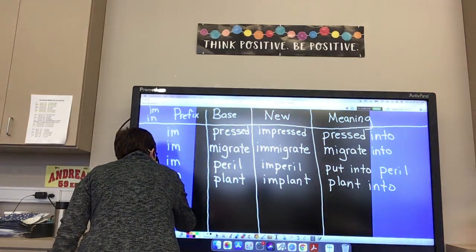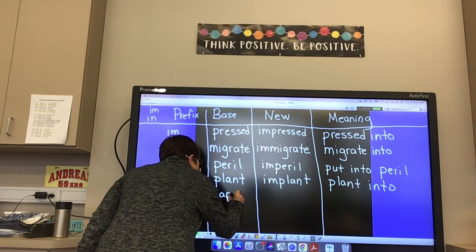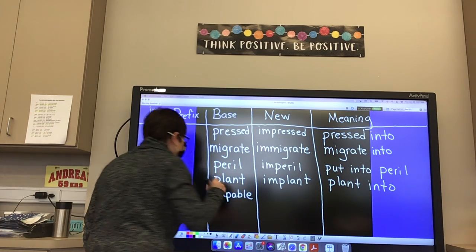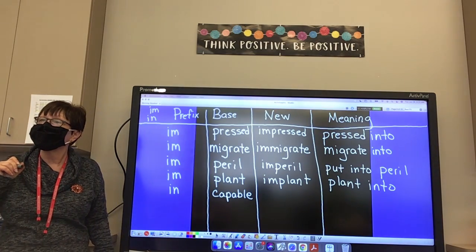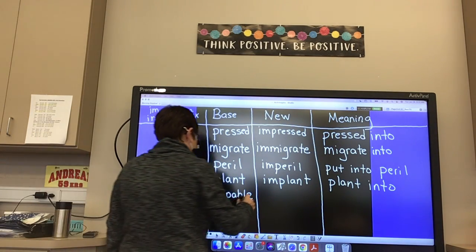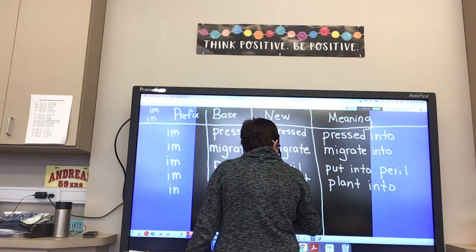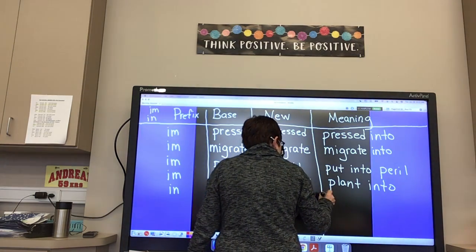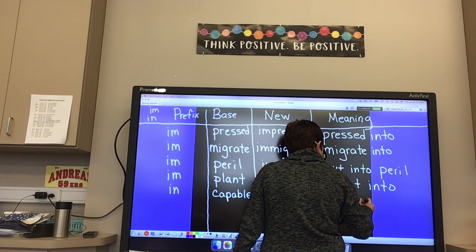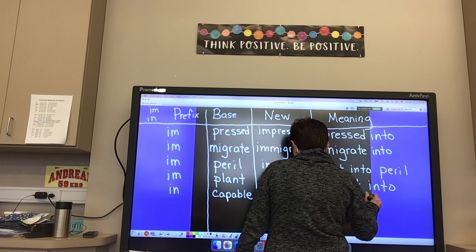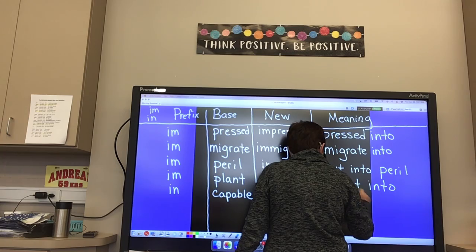Okay. Let's try this one. In plus capable. What word is that, Logan? Incapable. And what does incapable mean? Not capable. So if I said somebody was incapable, or I'm incapable of doing something, what do you think that means? You're not capable of doing it. I'm not able, right?